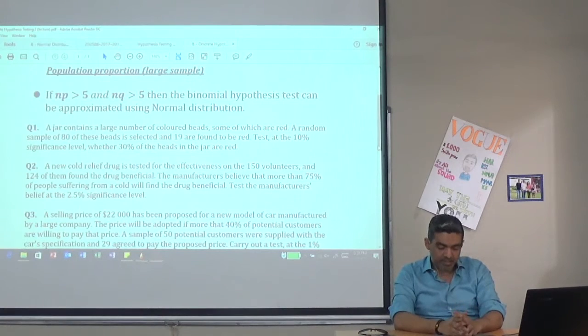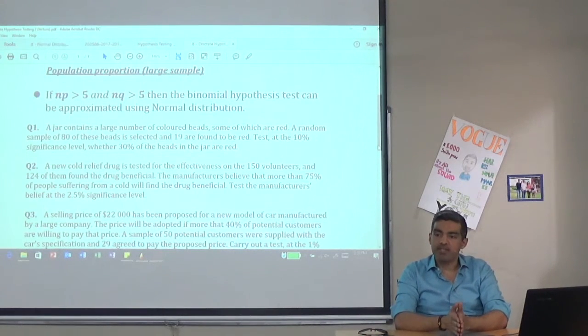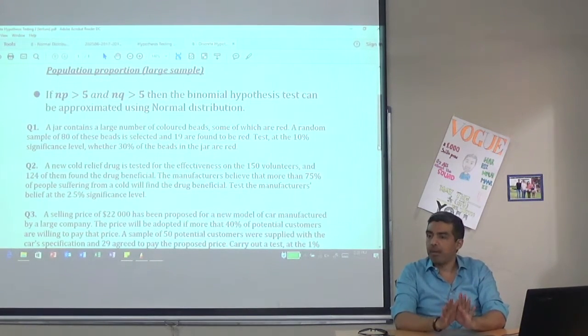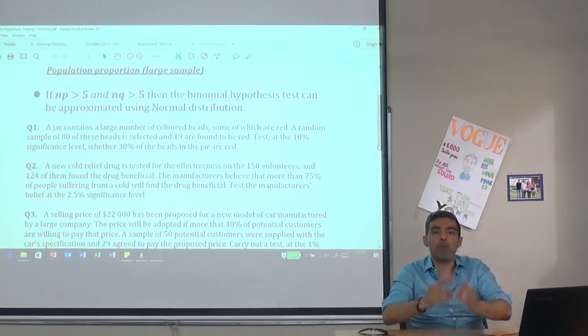The other aspect is that we will be solving hypothesis testing of binomial and Poisson, but because the sample size is very large for the binomial and the lambda value would be very large for the Poisson, we would be using a normal approximation for both. It's a discrete hypothesis, but using normal approximation.